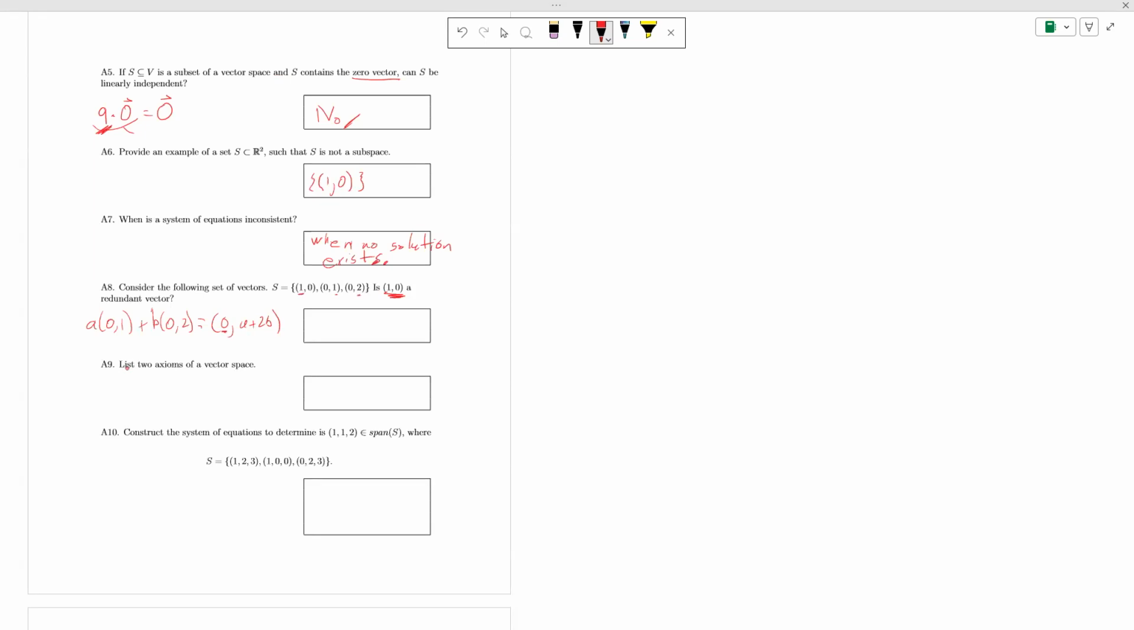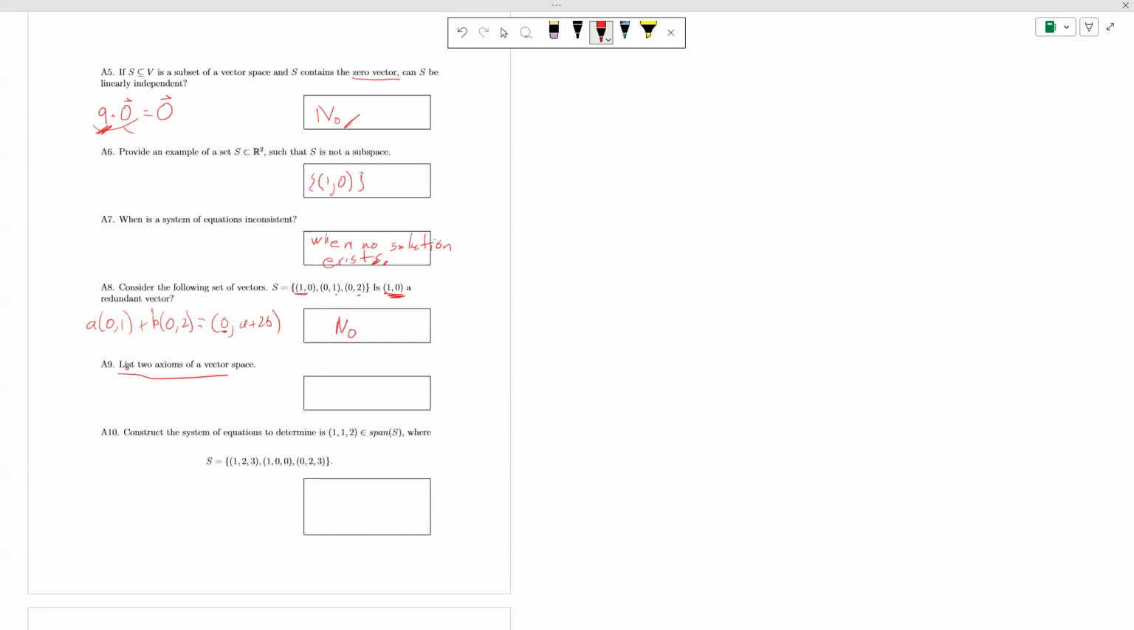But this vector has the 1 in the first entry, and it cannot be made using these other vectors, which means if we remove it, we won't be able to generate entries in the first, so our span will be different. So no, it is not a redundant vector.